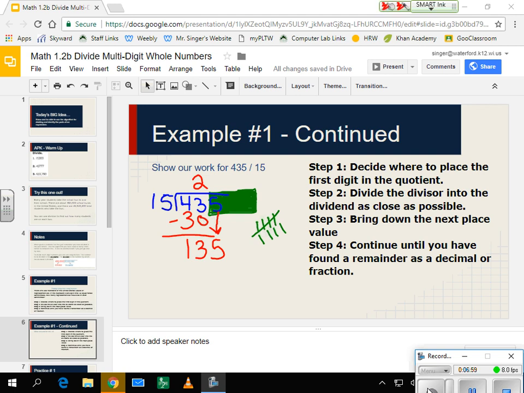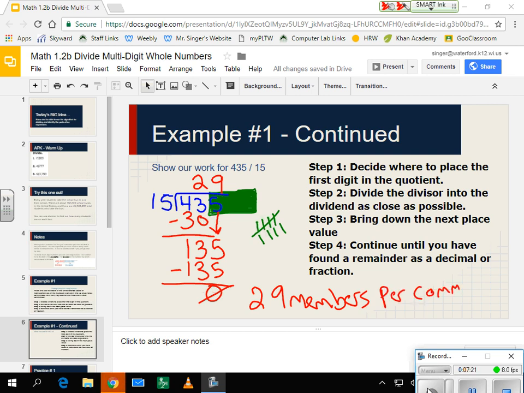So how many times will 15 go into 135? The answer is 9, and it actually goes in evenly. 15 times 9 gives us 135. And when we subtract, we have nothing left. That means we're done. So the answer to the question is that there would be 29 members per committee.